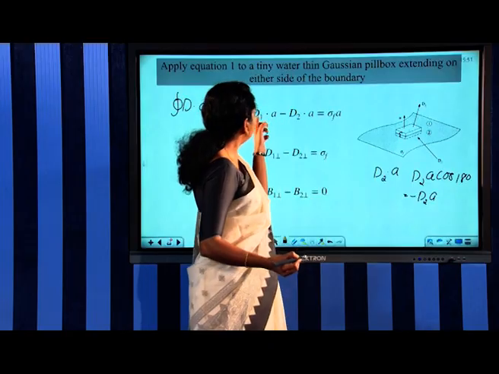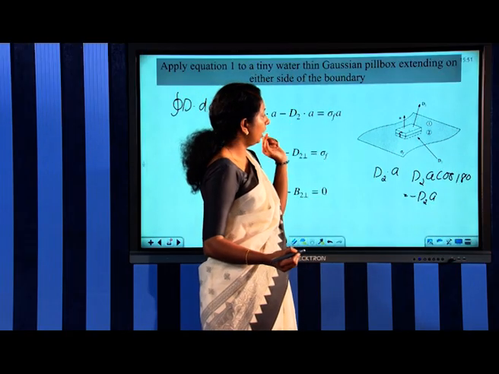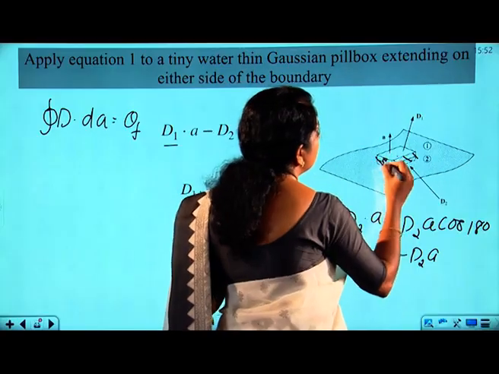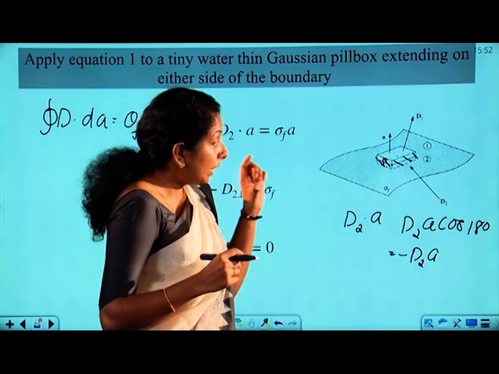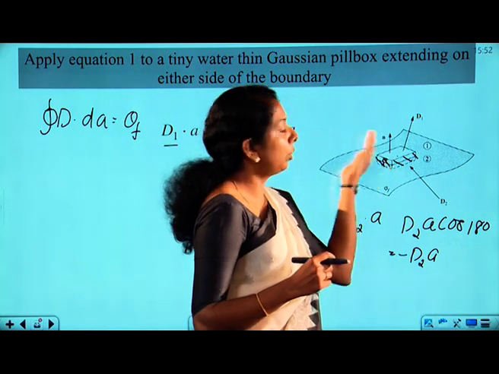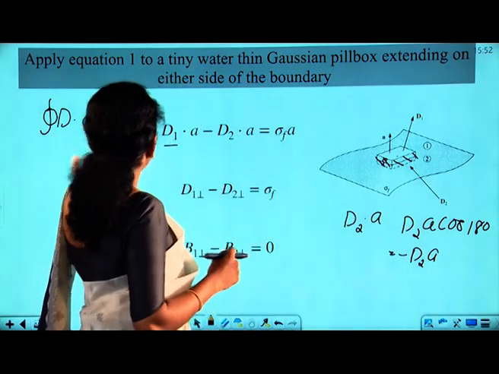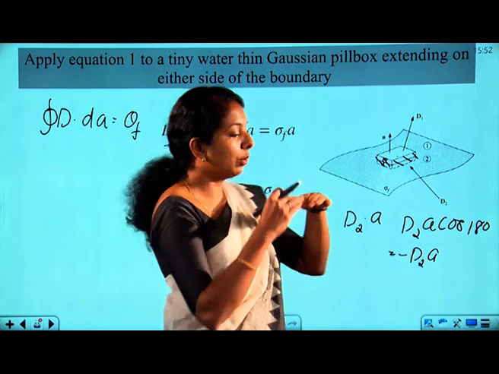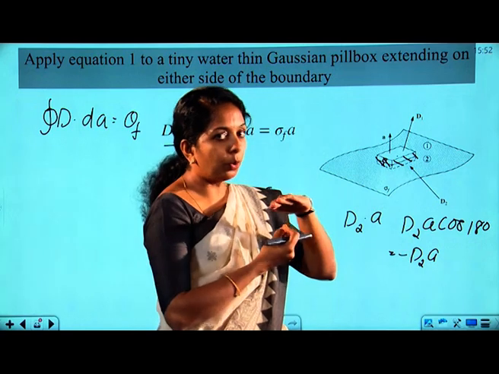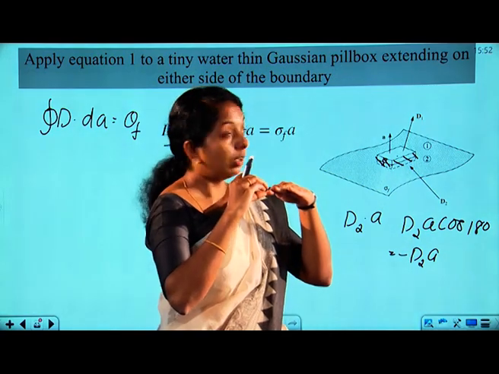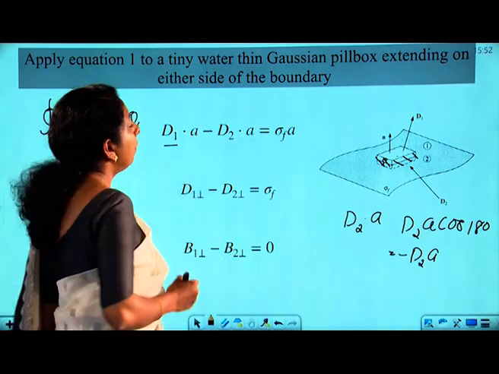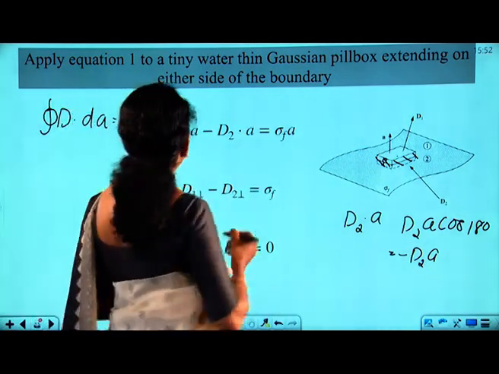So, that is the reason why d1 dot A minus d2 dot A is equal to, there is no contribution from these sides, just because I told you that the width of the Gaussian box tends to 0. So, these sides do not contribute anything. So, integral over closed loop d dot A means we have to take the contribution from upside, downside and all the sides, but these sides will not contribute just because the width of the Gaussian pillbox goes to 0. So, d1 dot A minus d2 dot A is equal to Q_f enclosed.